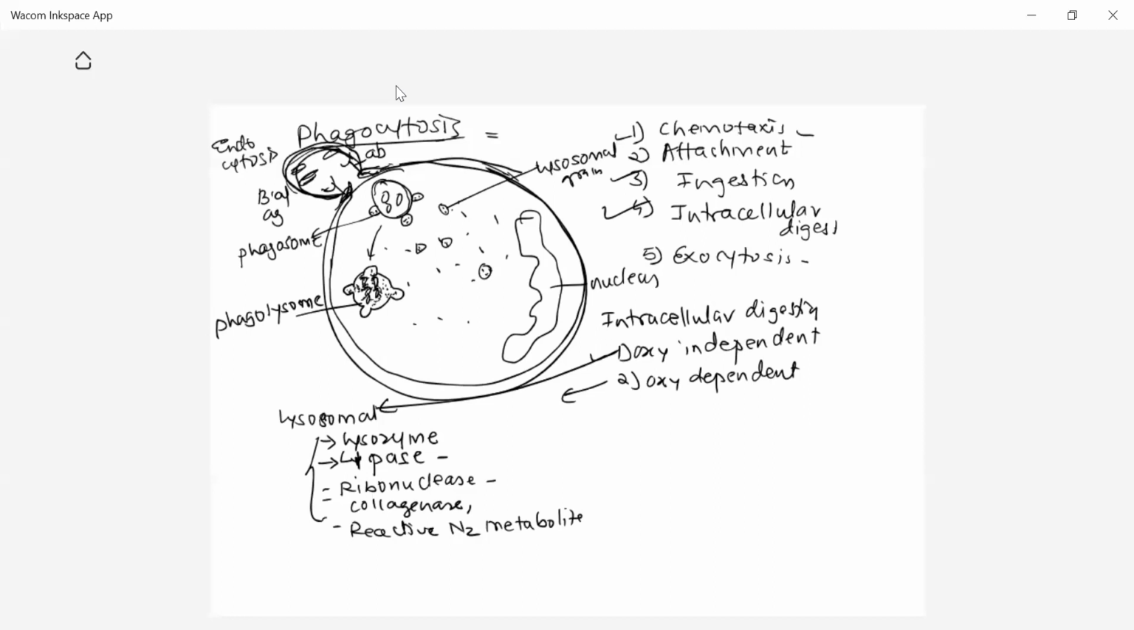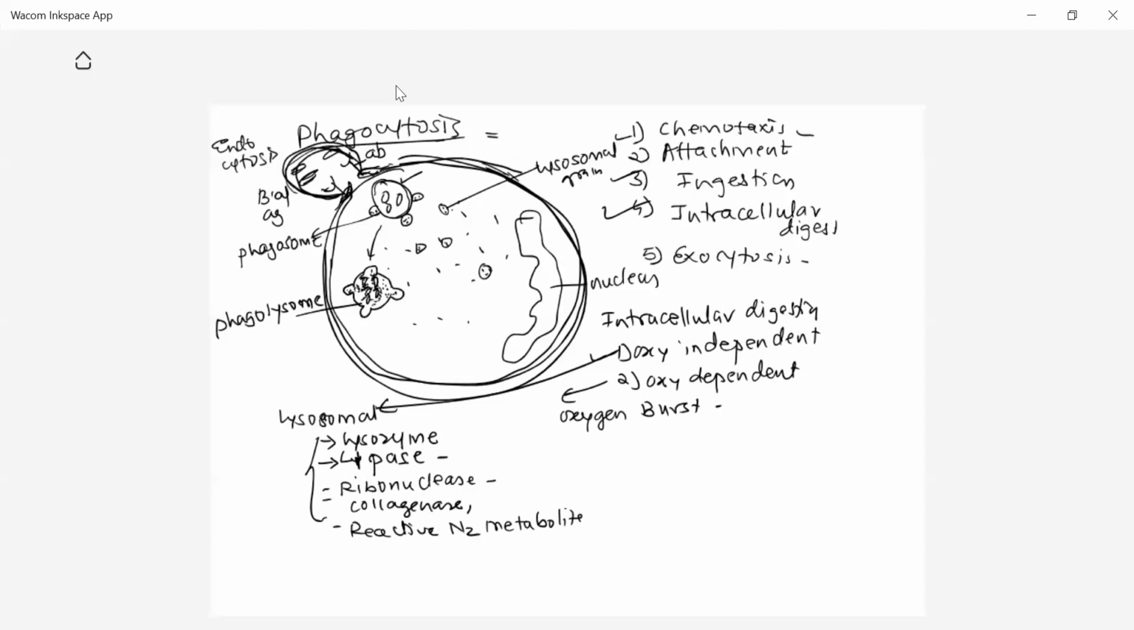Now what happens when this antigen is digested? Here, when the antigen comes into the phagolysosome, once there is formation of phagolysosome, the whole cell gets stimulated. The whole cell is stimulated and there is an oxygen burst. It is called oxygen burst. Now what is oxygen burst?